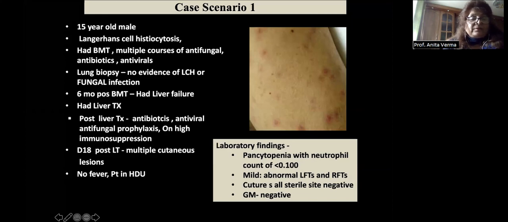However, despite this high dose antifungal, on day 18 he developed multiple cutaneous lesions. He had no fever at that time. The patient was in the high dependency unit. He had pancytopenia with a neutrophil count of less than 100. There were mildly abnormal LFTs and RFTs.